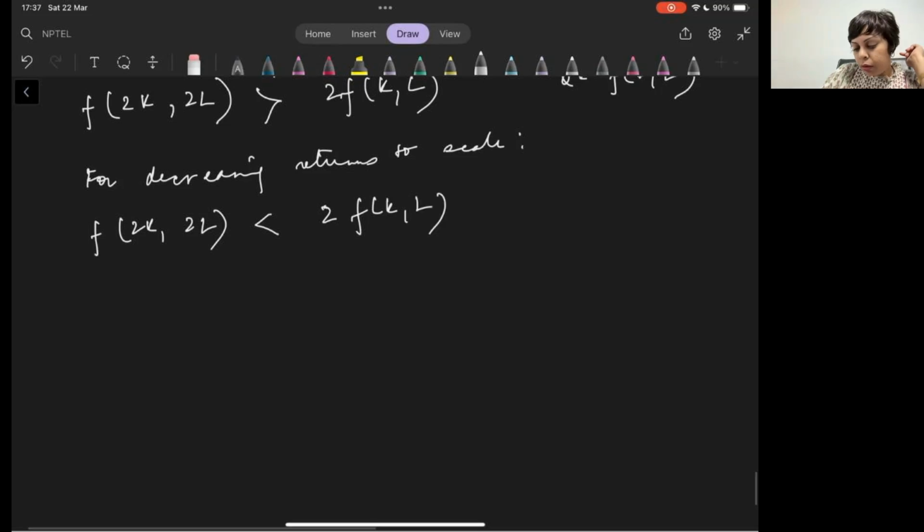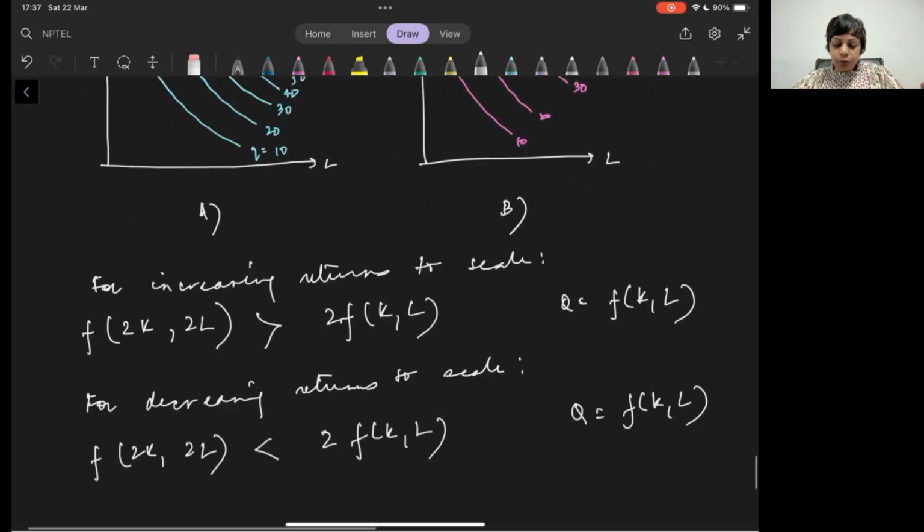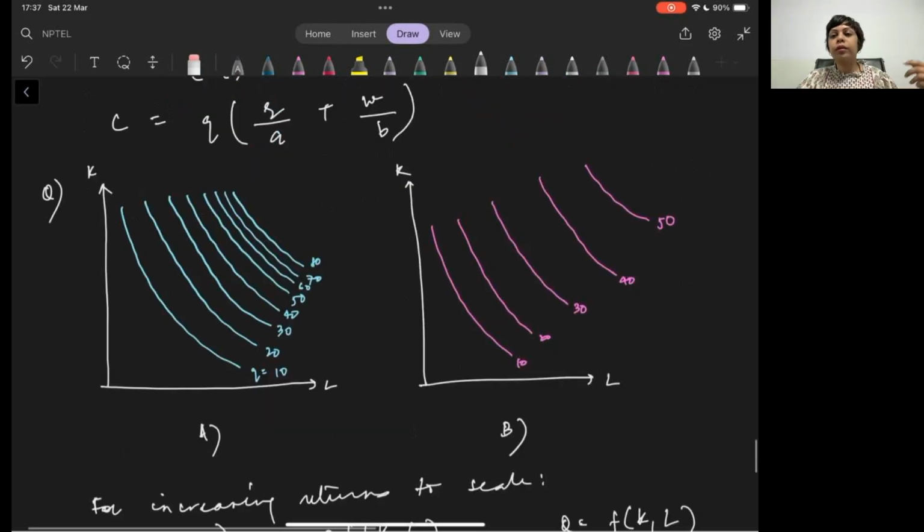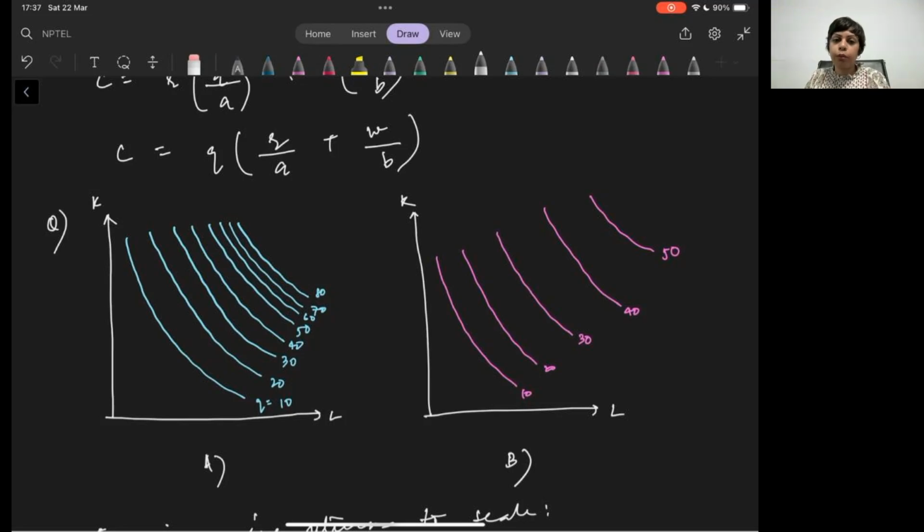Again, where f of K comma L is the maximum output achieved by the firm. So these equations explain what increasing and decreasing returns to scale are. Now in the diagram, which one do you think is going to be increasing and which one decreasing returns to scale? Let me make this a little better actually. No?